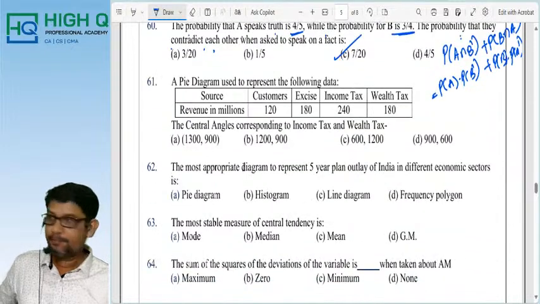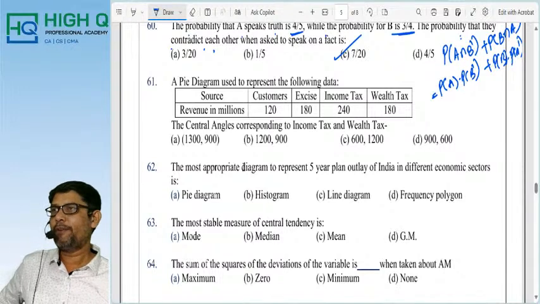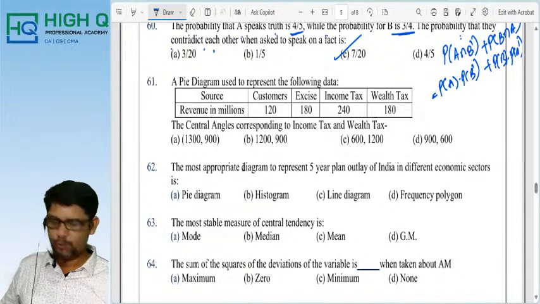Seven by 20. I hope everyone got it right. At least this portion, this part you have to do, okay?